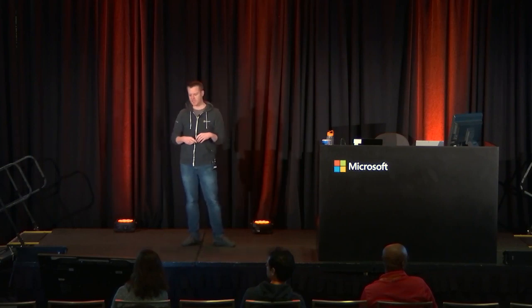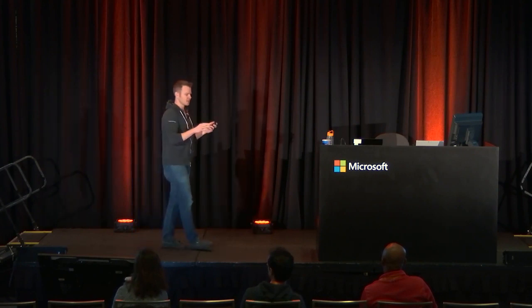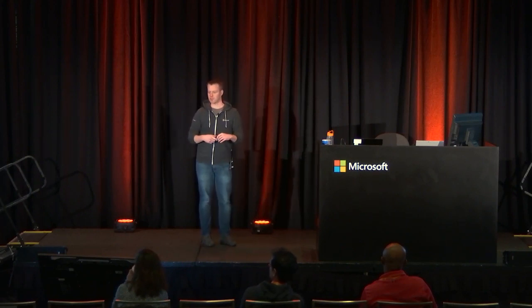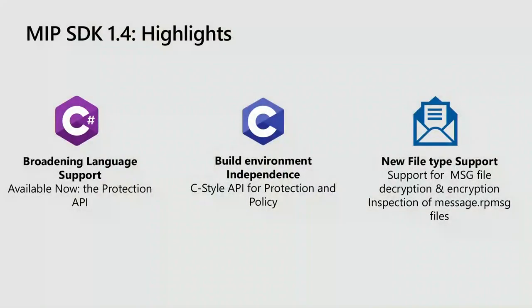We released a C-style API for protection and policy. We did this work because a lot of our partners couldn't take our C++ native libraries directly. They needed a C wrapper, and so we gave them that. So the Edge support that I'll demonstrate in the next 40 minutes or so was built on that C API. And then a big one for us was support for MSG files, or specifically for email scenarios.